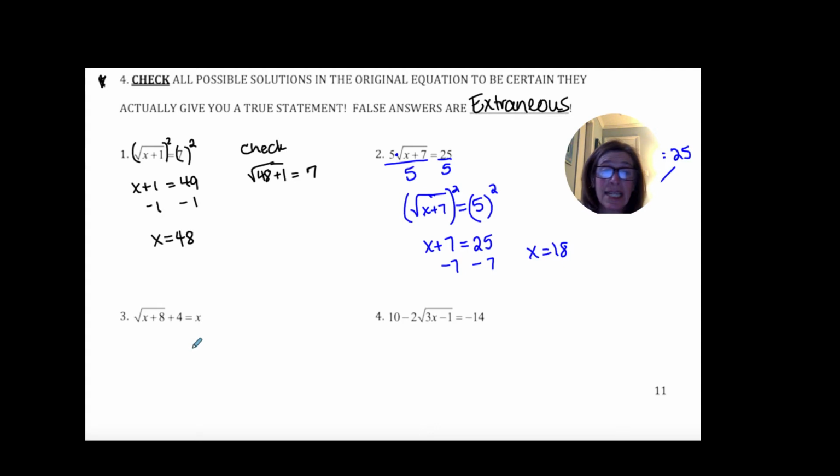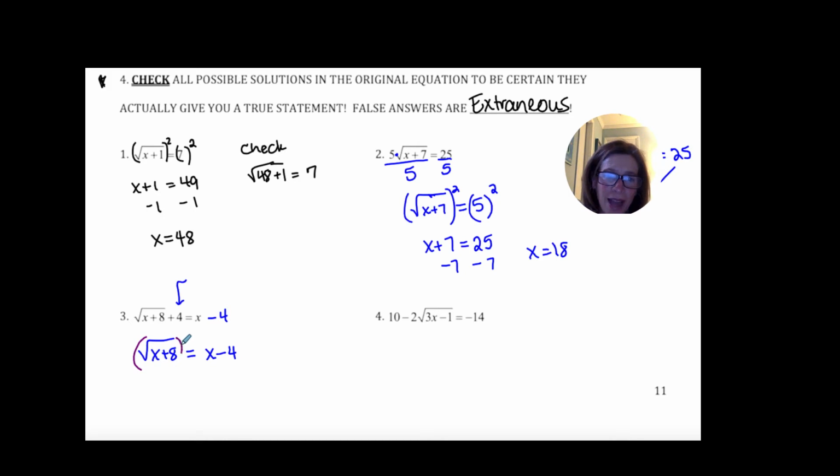Let's look at number 4. Actually, let me not skip 3. So this one, I'm not being multiplied to the square root of x plus 8, but I have a number on the outside. Be really careful noticing it's not under the radical. So I'm going to subtract the 4 from both sides. Now, what you've noticed here is that when you've done that, you now have the square root of x plus 8 equals x minus 4, not just a number. Got to be really careful.